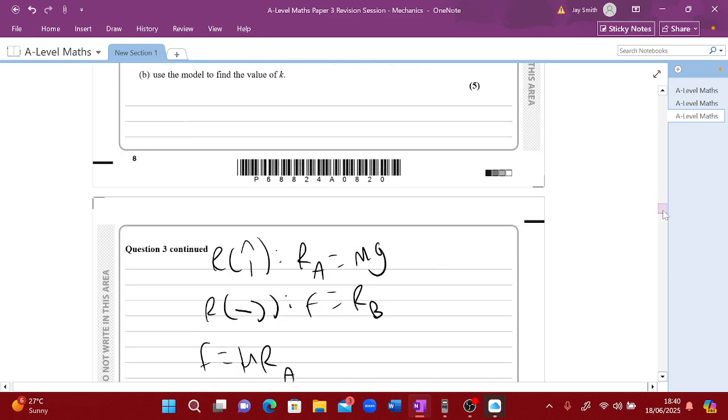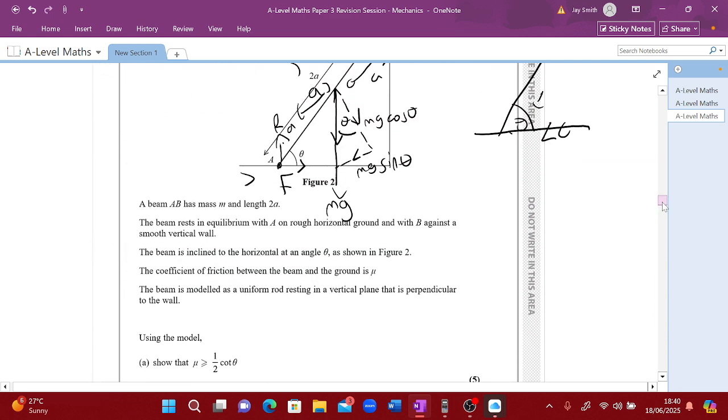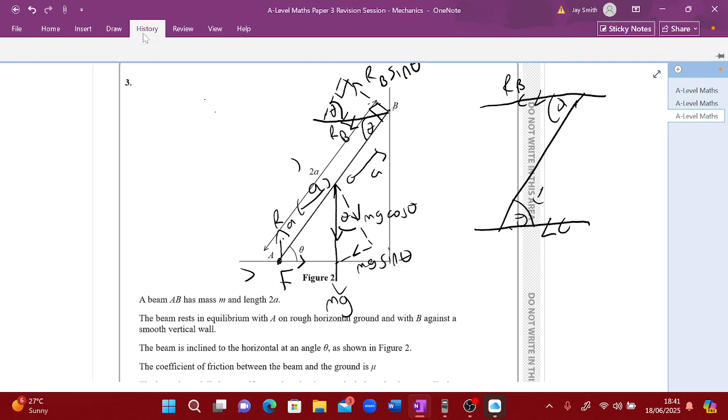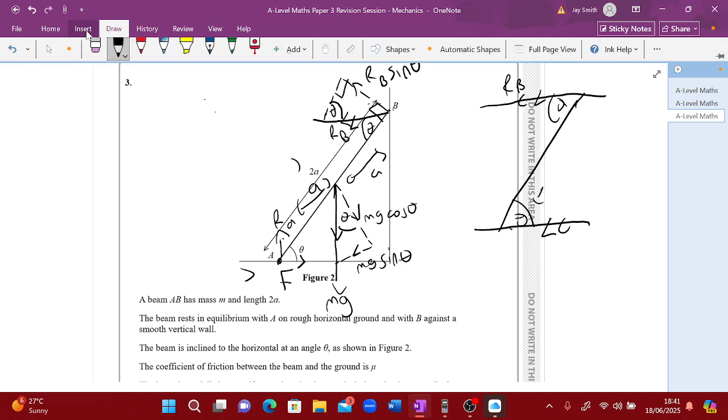Okay, now we can take moments. So first of all, we already resolved the weight to be perpendicular. So mg cos theta. So where is that going to act? So if I draw a line, not a line, if I get a line out.